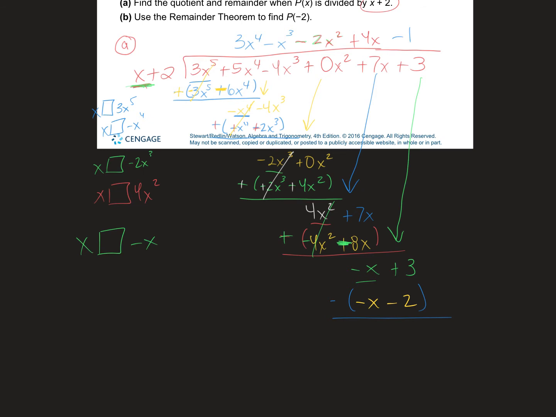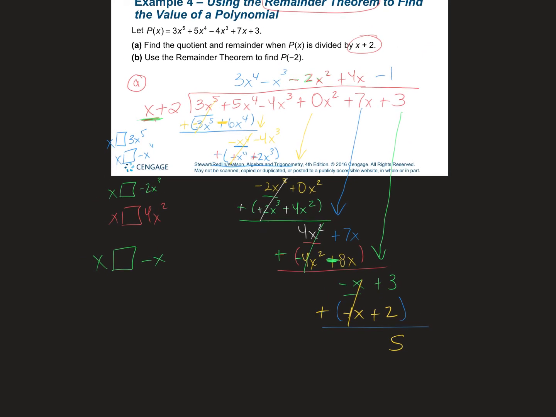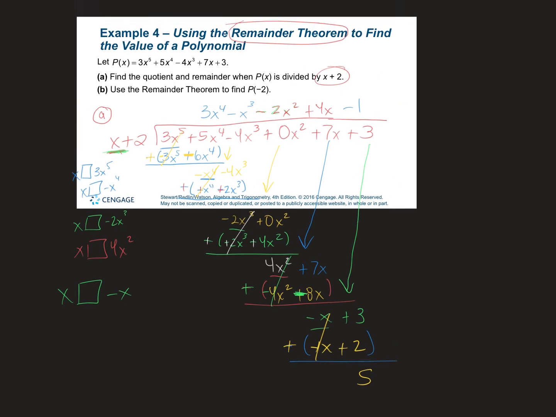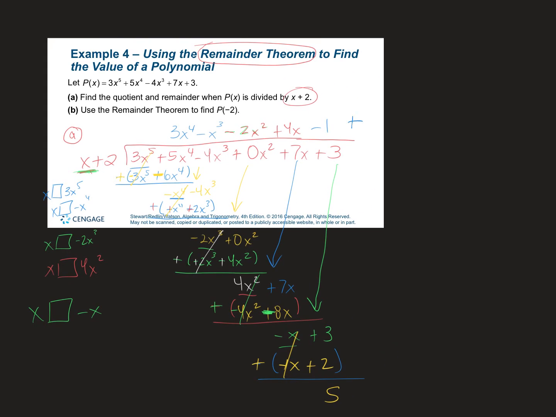And again, what do? Distribute, distribute, distribute. So 3 plus 2 is 5. And my x's cancel out. So what is 5? It's your remainder. Is it a positive or a negative? Positive. So you would say plus 5 over what? X plus 2. All right, perfect. That is a super long problem.